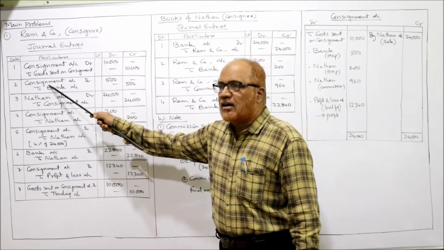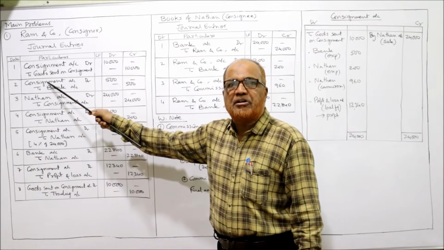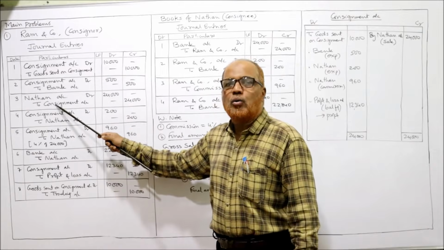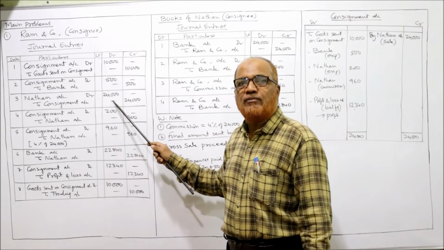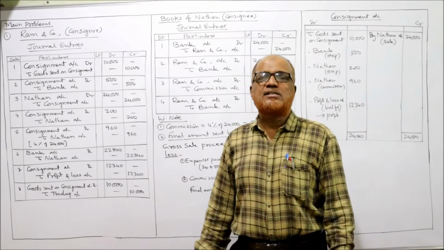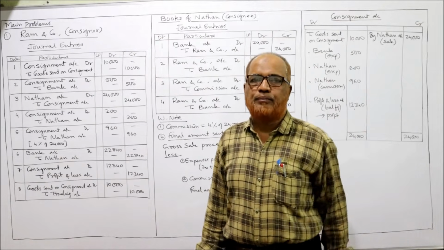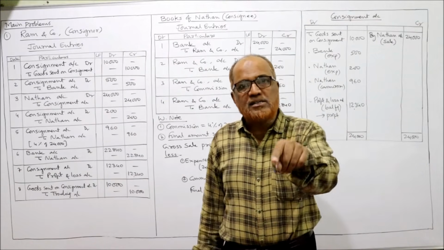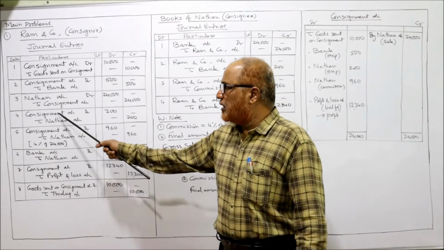When expenses are incurred, the consignment account should be debited, right? So being the goods sold by consignee, 24,000. Next comes expenses incurred by consignee. Expenses mean consignment should be debited. So consignment account is debited.